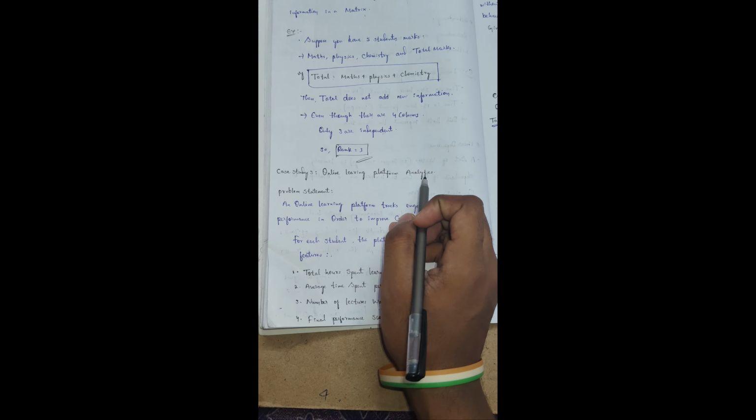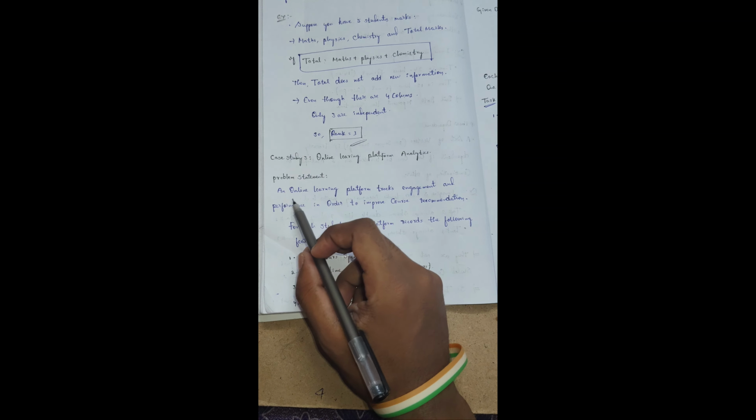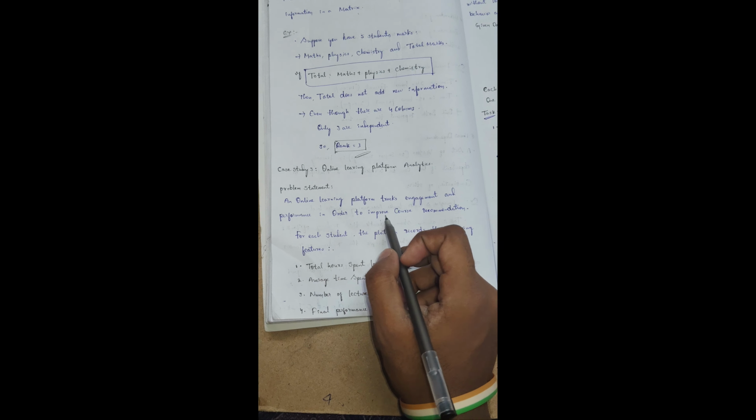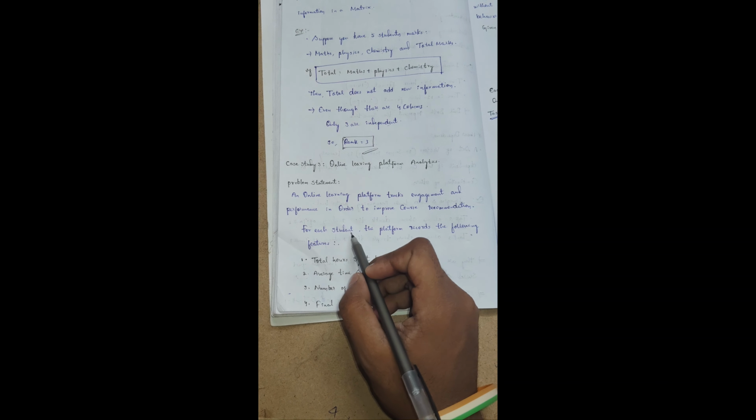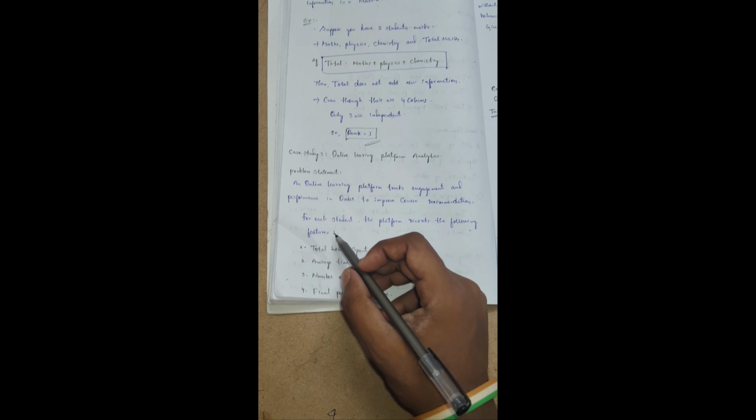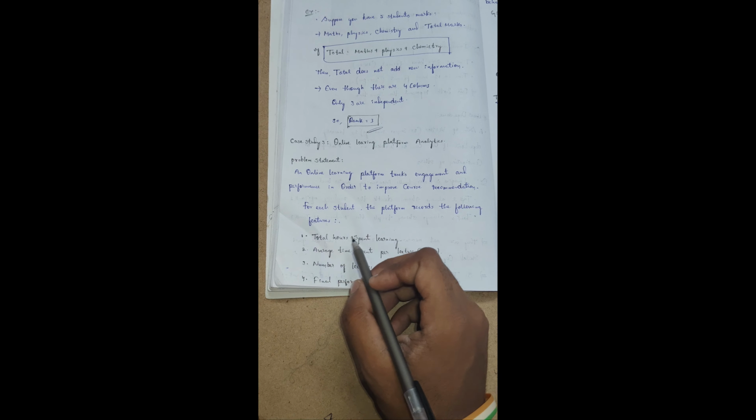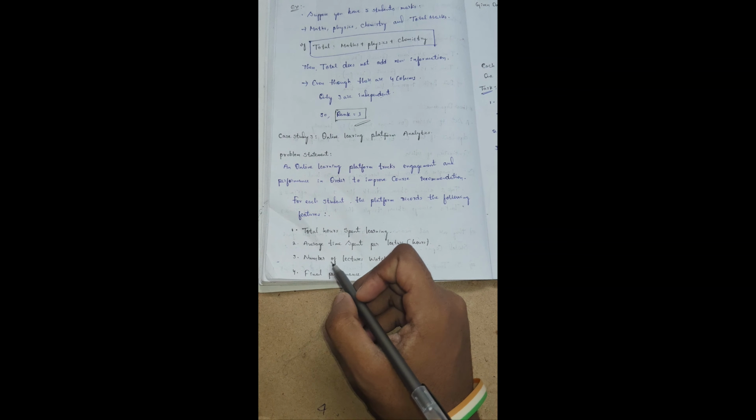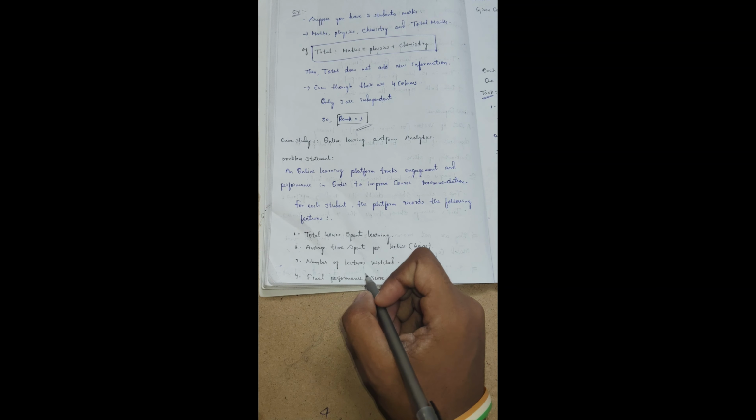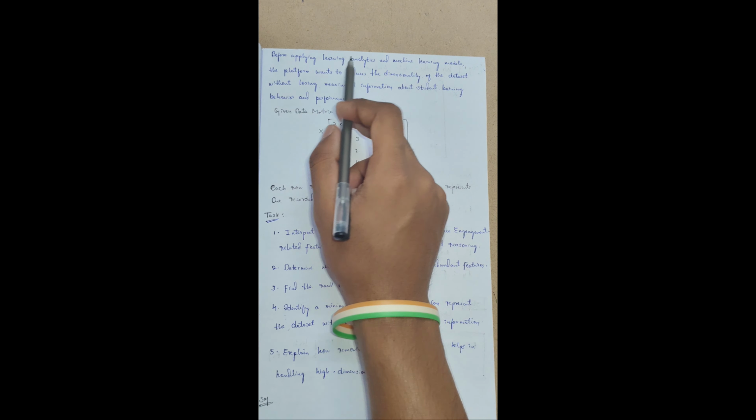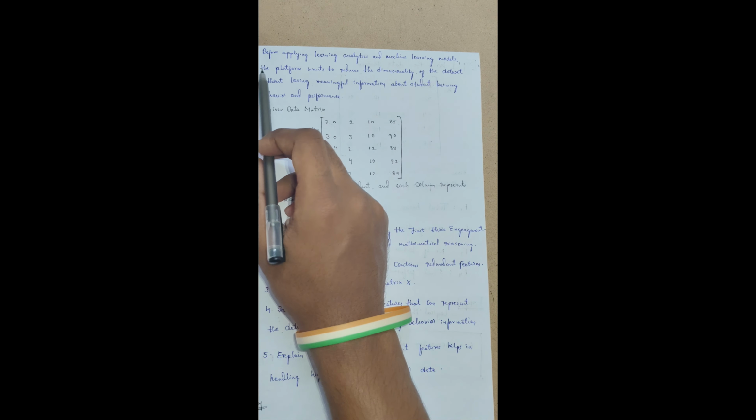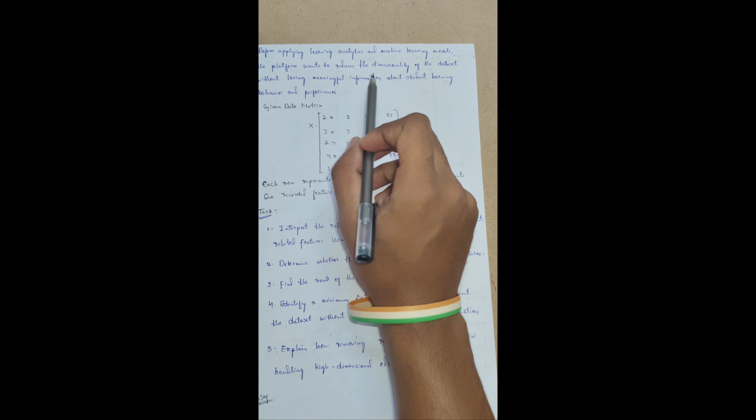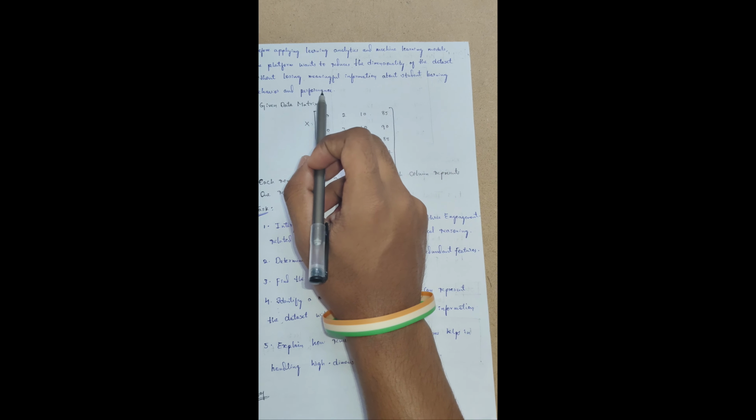Online learning platform analytics problem statement. An online learning platform tracks engagement and performance in order to improve course recommendation. For each student, the platform records the following features. First one, total hours spent learning, second one, average time spent per lecture in hours, third one, number of lectures watched, fourth one, final performance score. By applying learning analytics and machine learning models, the platform wants to reduce the dimensionality of the dataset without losing meaningful information about student learning, behavior, and performance.